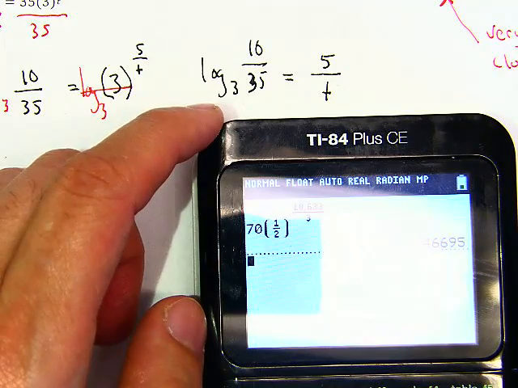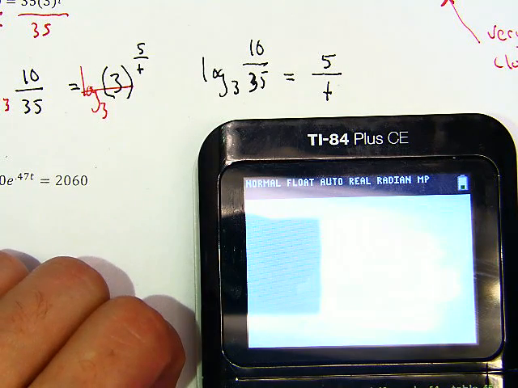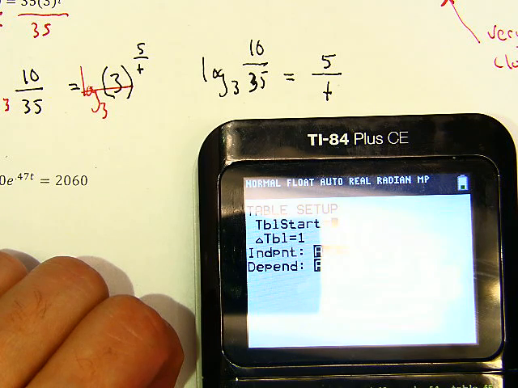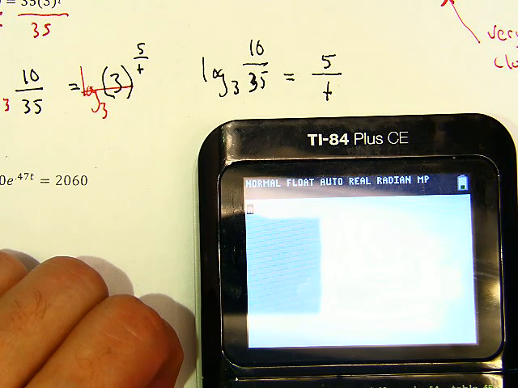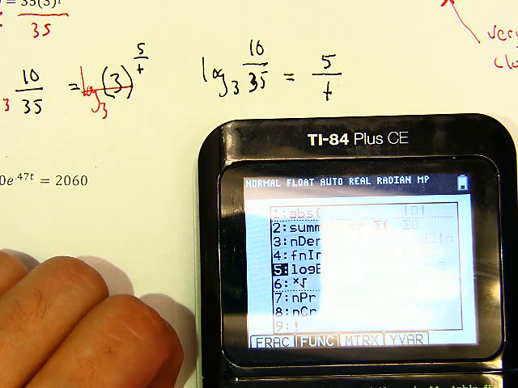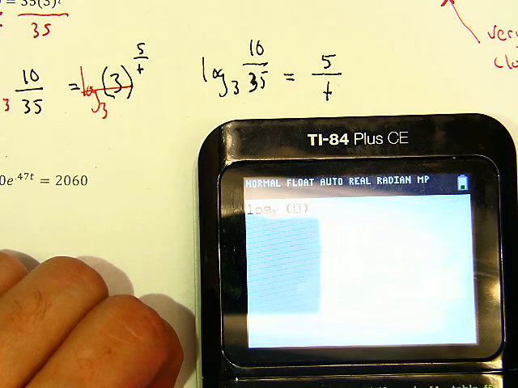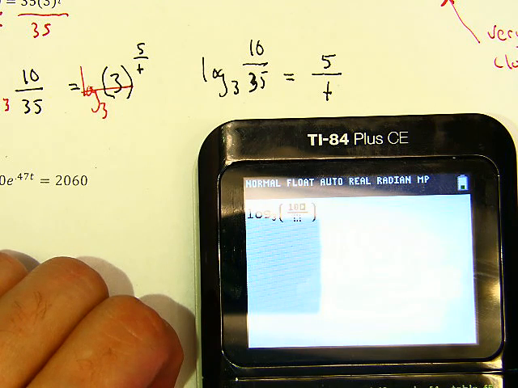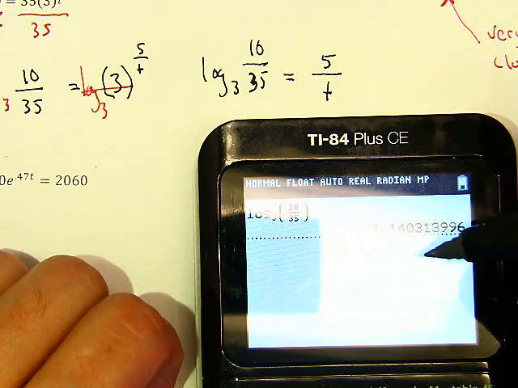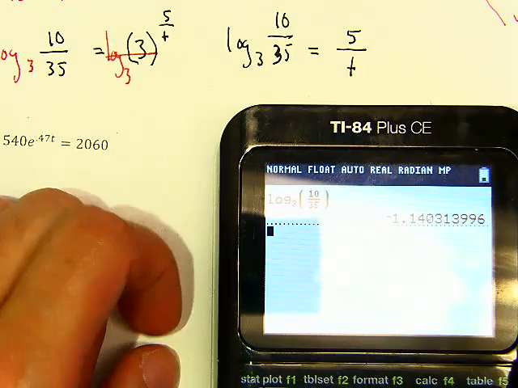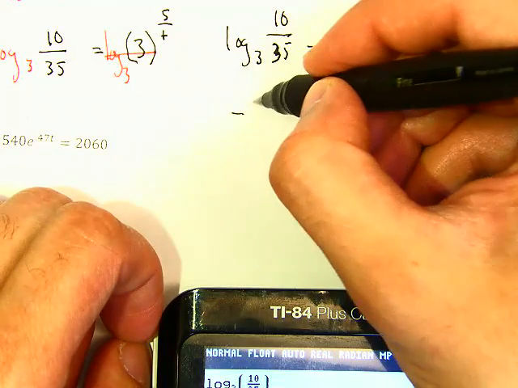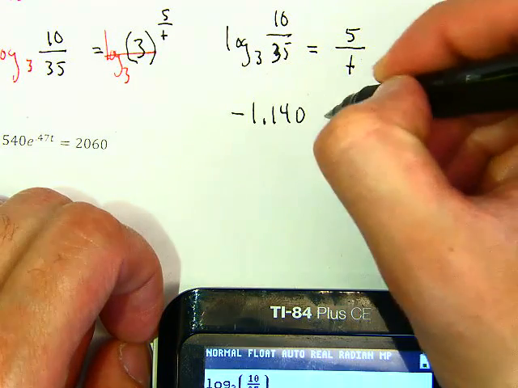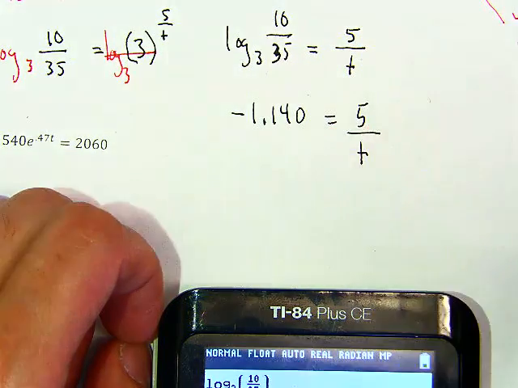So here, let's see, this is second window. Oh, sorry, that's not it. What we do is alpha window, and this is log base 3, alpha y equals 10 over 35. And what does that equal? It's negative 1.140. So negative 1.140 is equal to 5 over t, right?